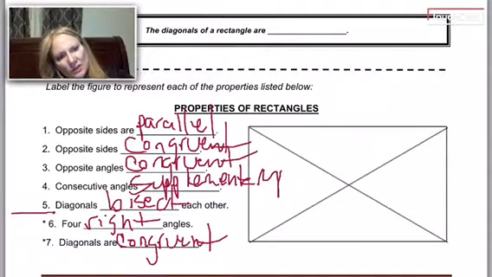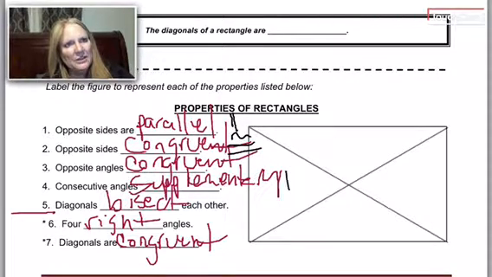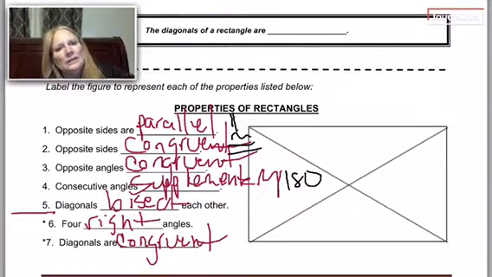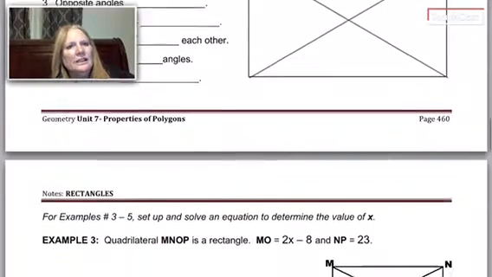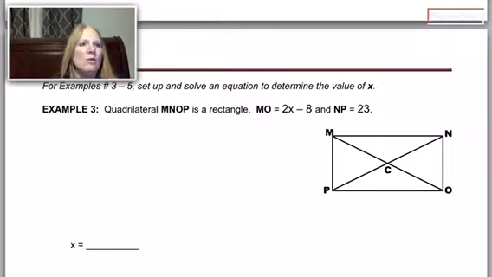You can start using symbols if you want, and for parallel we can put 2 lines like that. We can use the symbol for congruent. Supplementary, I usually just write 180, and so maybe that's helpful. But let's scroll down now, and let's use the properties to make some equations.